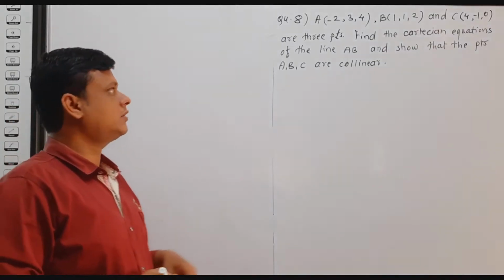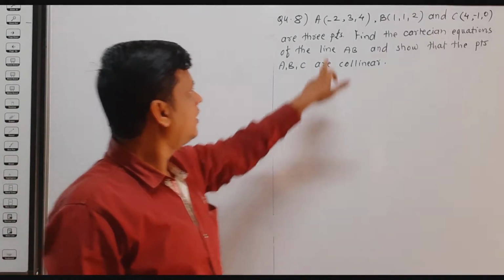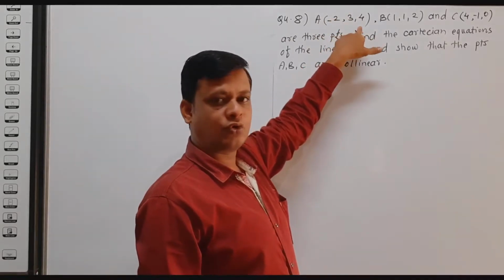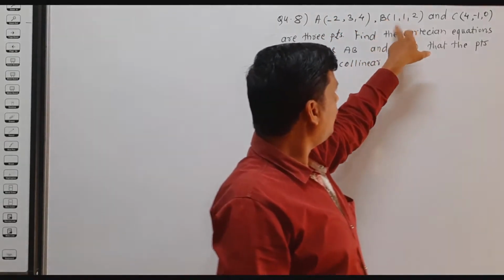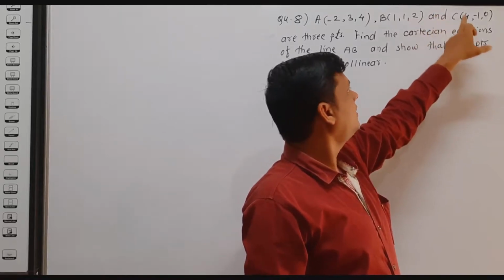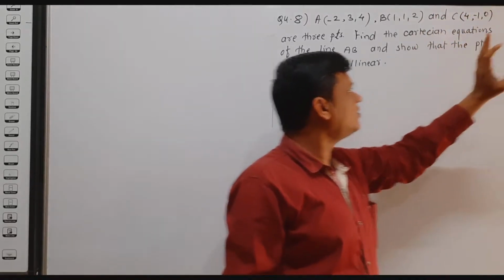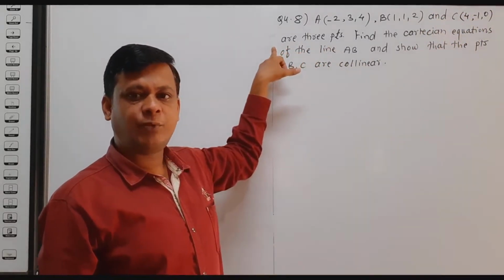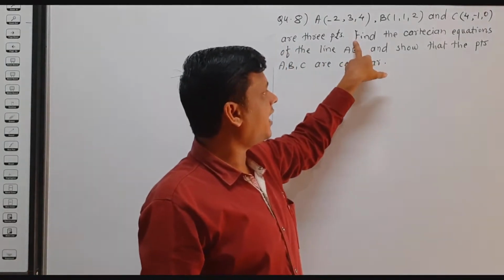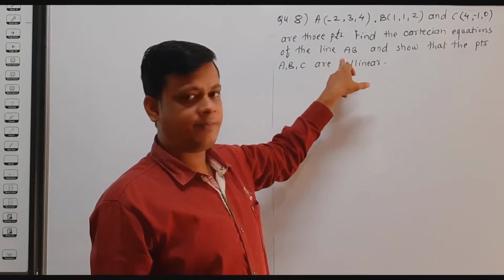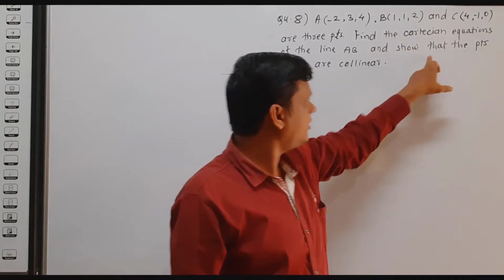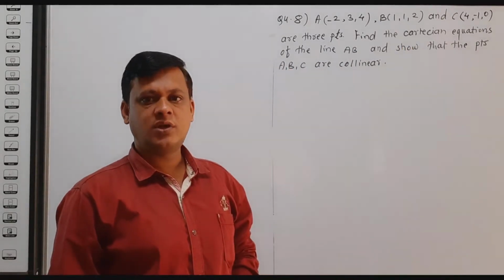Now see the next question, question number 8. A(-2, 3, 4), B(1, 1, 2) and C(4, -1, 0) are 3 points. Find the Cartesian equation of the line AB and show that the points A, B, C are collinear.